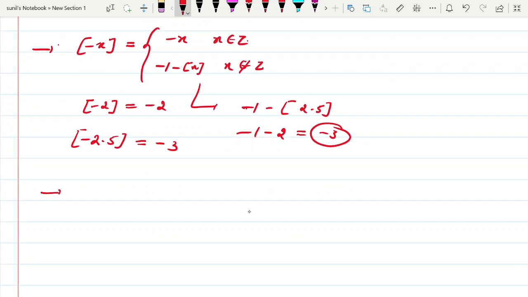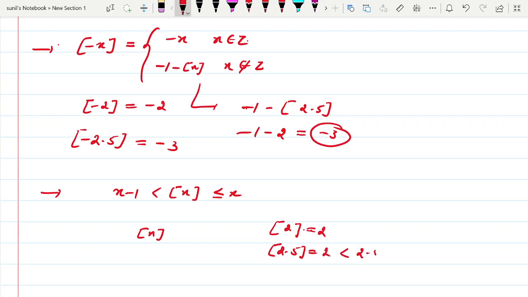Now we have another property: bracket x is always more than x minus 1, and always less than or equal to x. You can always imagine that bracket x never exceeds x. Suppose you write the number 2, it is 2. But when you write 2.5, bracket is 2, which is certainly less than 2.5. Here x is 2.5. What is x minus 1? That is 1.5. So certainly bracket x is more than x minus 1.